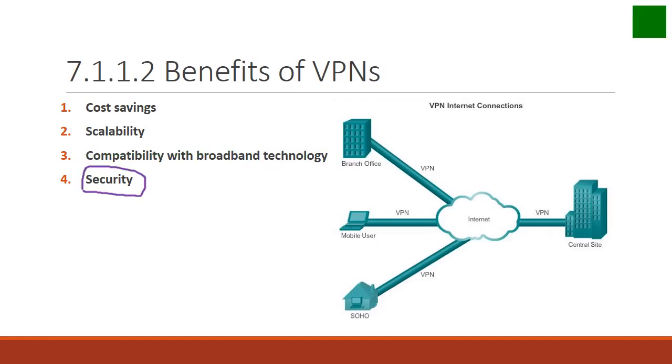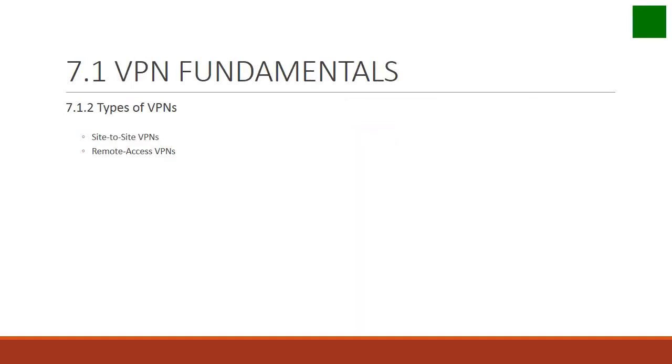Security. VPNs include security mechanisms that provide the highest level of security by using advanced encryption and authentication protocols. This helps data to be protected from unauthorized access. Now we're going to talk about some of the types of VPNs, such as site-to-site and remote access VPNs.